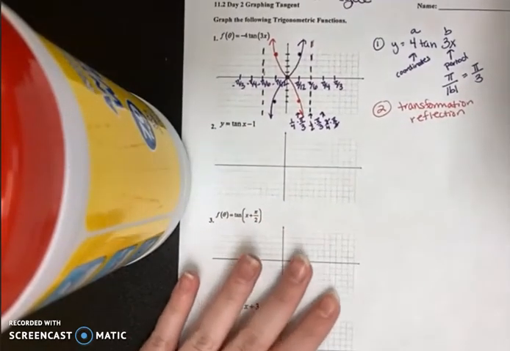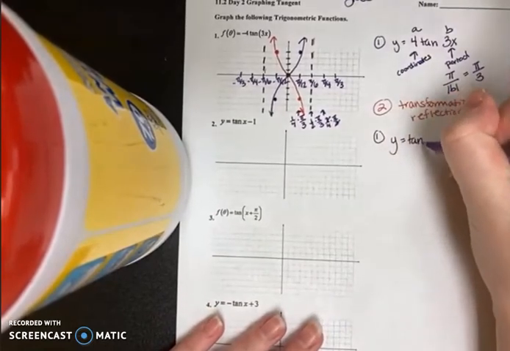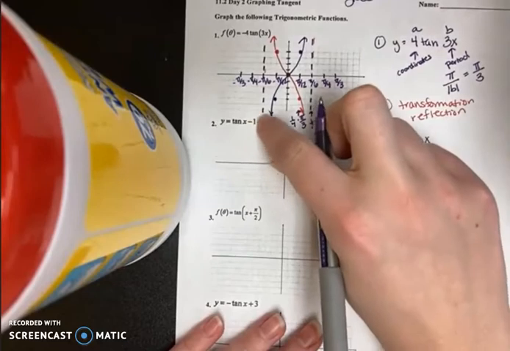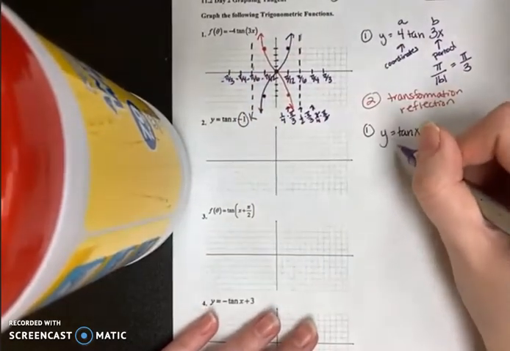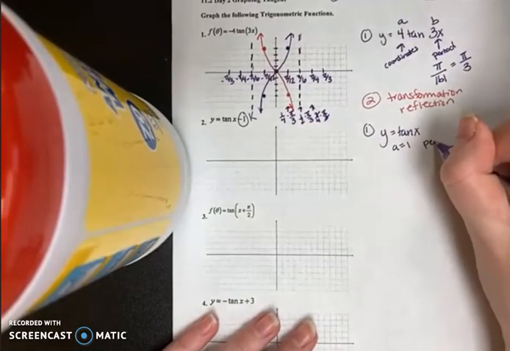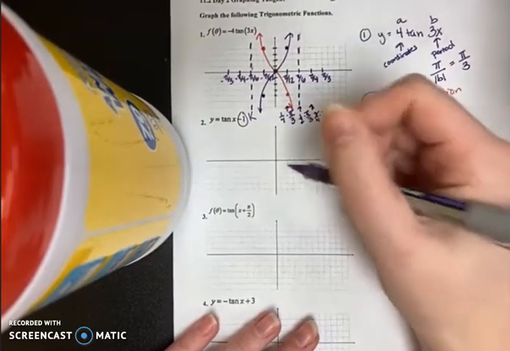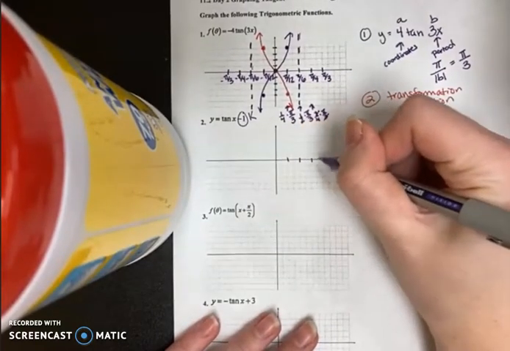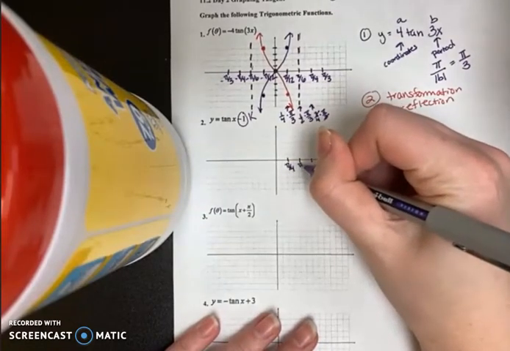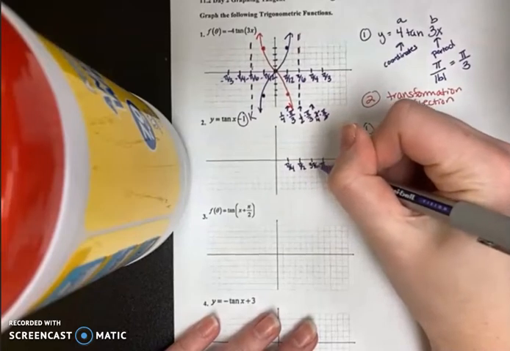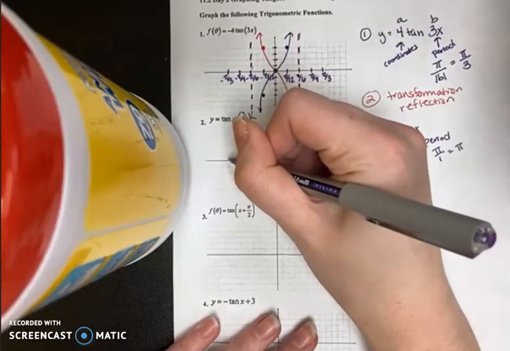Let's do number 2. Number 2, the first thing I'm going to do is graph it without that -1, without that k value. So I know that a is going to be 1 and the period is going to be pi over 1, which is pi. Labeling my scale 1/4, 1/2, 3/4. You can label it on the left-hand side too.